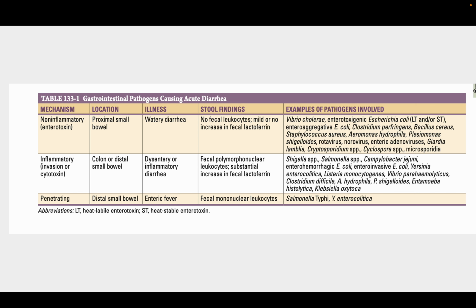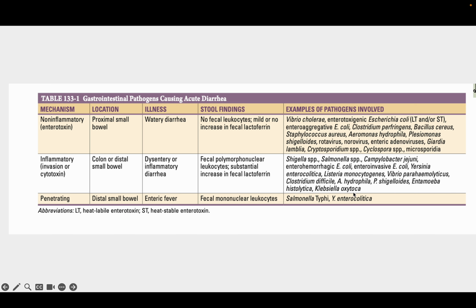Again the same example, you can remember it this way also. Enterotoxins: we know Vibrio cholerae is enterotoxin, enterotoxigenic E. coli is enterotoxin, and enteroaggregative E. coli, which is one of the travelers' diarrheas. Clostridium, where the toxin is produced in the intestine, whereas cytotoxins are produced inside the intestinal epithelium. So all of the viral are generally enterotoxin, like non-inflammatory diarrheas. Inflammatory diarrheas are mostly Shigella, Salmonella, enterohemorrhagic E. coli, Yersinia, Listeria, Vibrio parahaemolyticus, C. difficile.